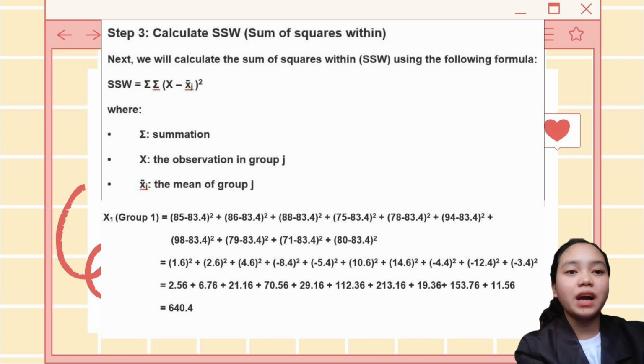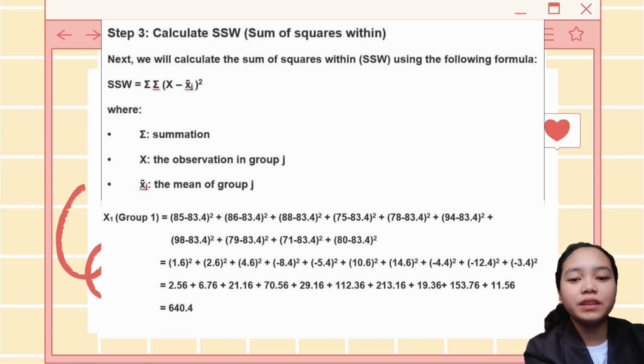Now we will subtract the following. Inside the parentheses: 1.6 squared plus 2.6 squared plus 4.6 squared plus negative 8.4 squared plus negative 5.4 squared plus 10.6 squared plus 14.6 squared plus negative 4.4 squared plus negative 12.4 squared plus negative 3.4 squared.